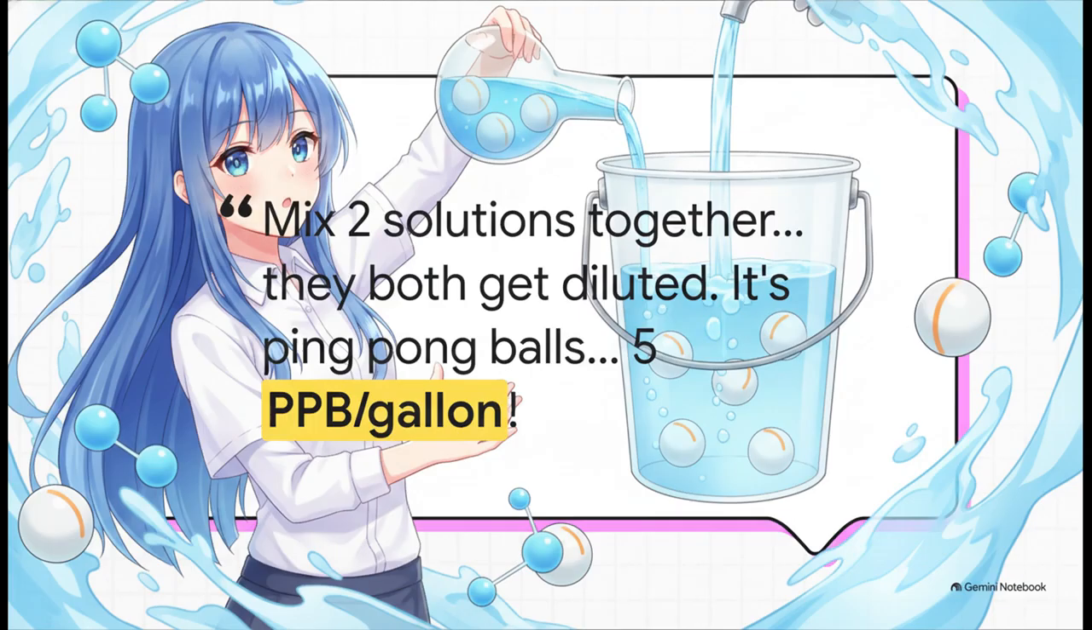I absolutely love this analogy because it perfectly illustrates the physical reality of adding a solvent. When you dilute a solution, you aren't taking away the ping pong balls, right? The molecules of your solute are still there. You're really just increasing the space they get to swim in. The actual amount of the stuff you care about stays exactly the same. It's just spread out over a much larger volume.